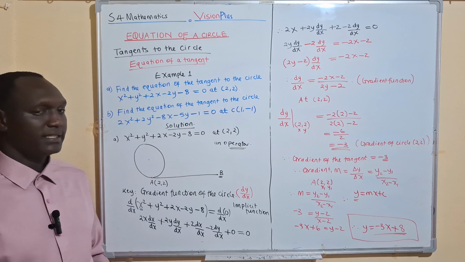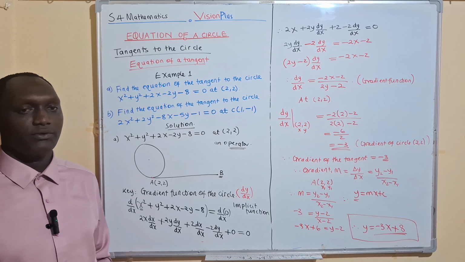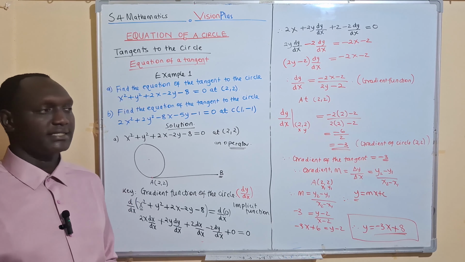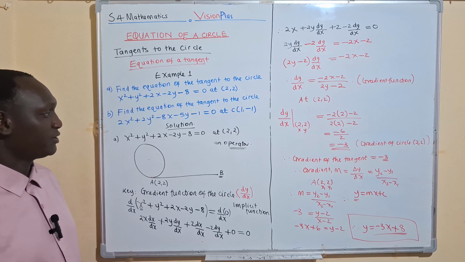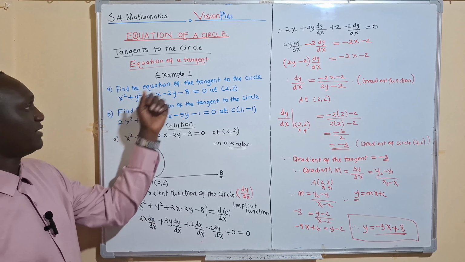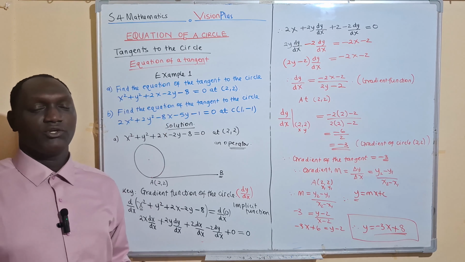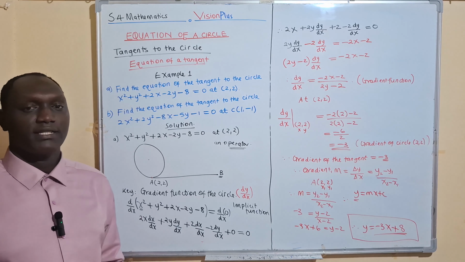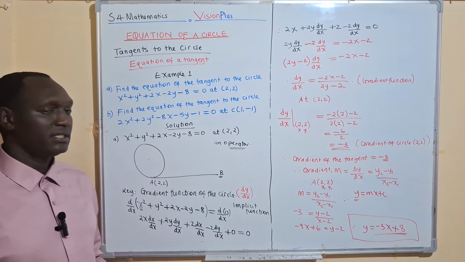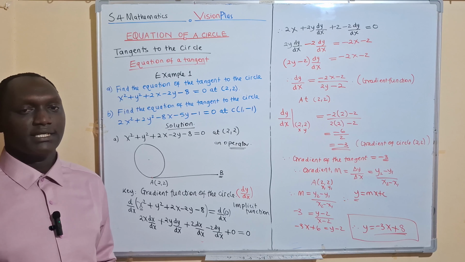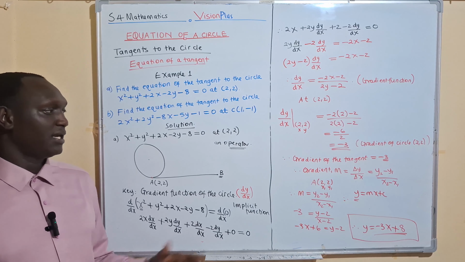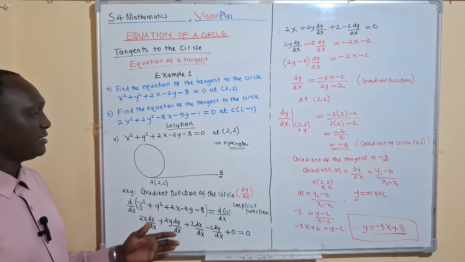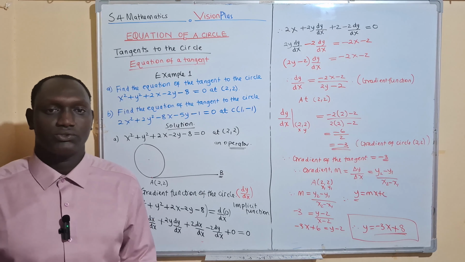I have tried my best to be very slow because these concepts are deep and we need to understand their foundation. So by the time you do example 5, this is just example 1, you will be familiar with how you find the gradient function. Then you find the gradient of the circle at that point, and then it is the same gradient of the tangent at that point, and then you come in with your formula for the equation of the straight line. So this is the solution to part A.